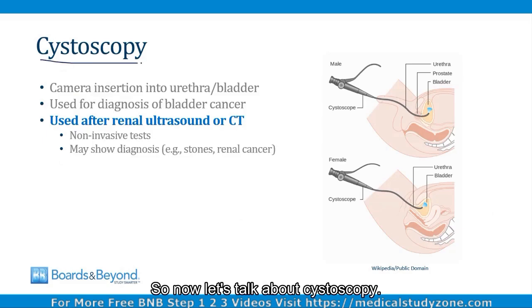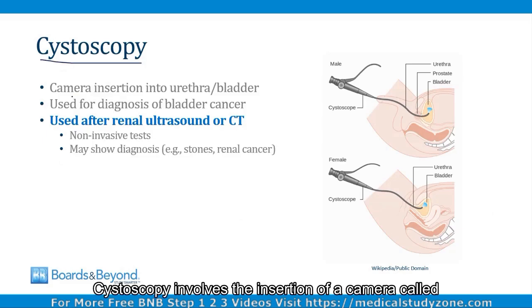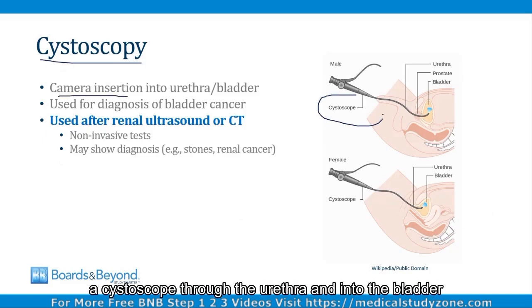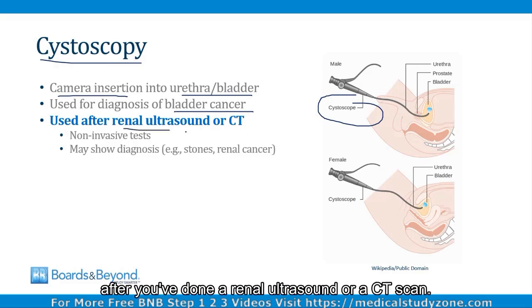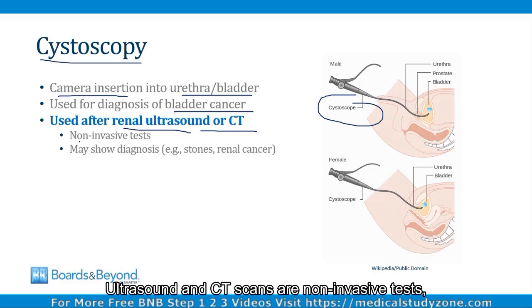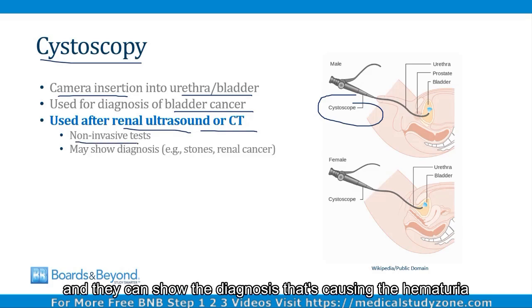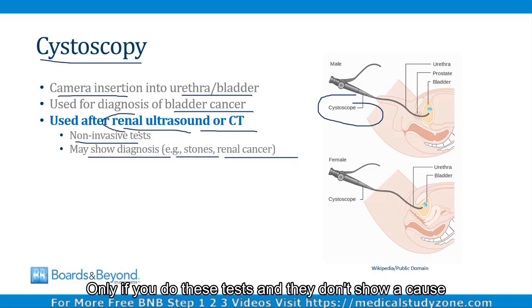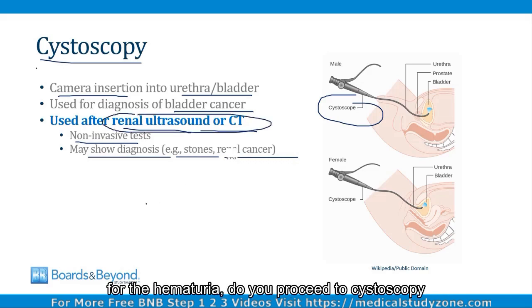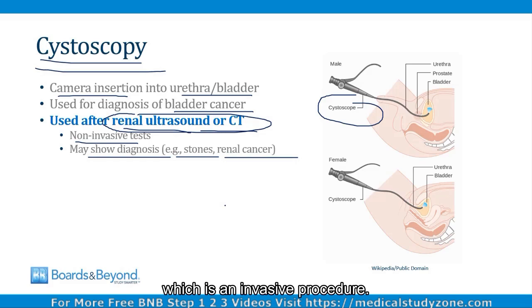So now let's talk about cystoscopy. Cystoscopy involves the insertion of a camera called a cystoscope through the urethra and into the bladder, and it's used for the diagnosis of bladder cancer. And when working up hematuria, remember that cystoscopy is always going to be used after you've done a renal ultrasound or a CT scan. Ultrasound and CT scans are non-invasive tests, and they can show the diagnosis that's causing the hematuria, for example, a kidney stone or a renal cancer. Only if you do these tests and they don't show a cause for the hematuria do you proceed to cystoscopy, which is an invasive procedure.